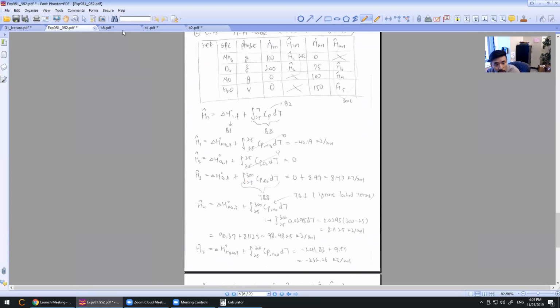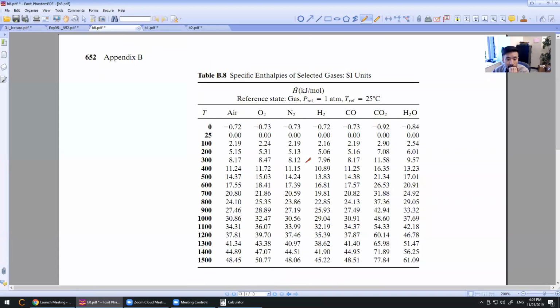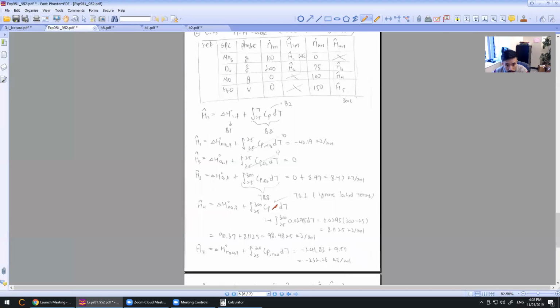So if you go to Table B8, we're talking about oxygen, right? And at 300, this one, the pre-calculated number for the integration term is 8.47. So if you plug in 0 and 8.47, we find that H hat 3 is 8.47 kilojoule per mole.